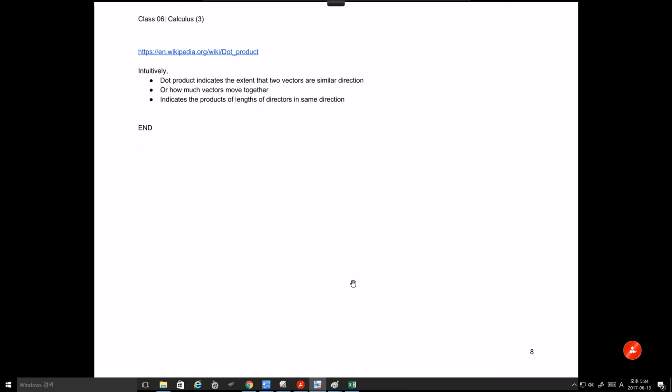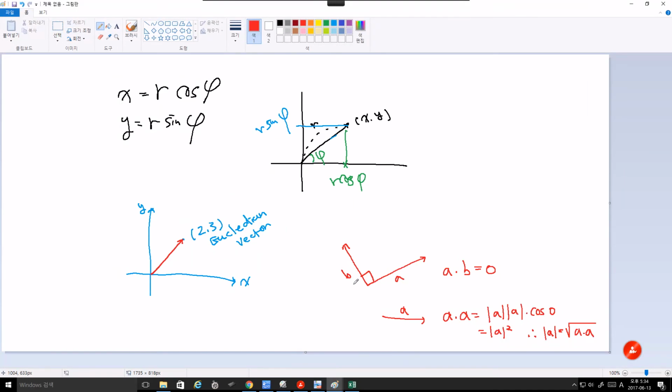Now, intuitively, dot product indicates the extent to which two vectors are in a similar direction. Or intuitively, dot product indicates how much vectors move together. Or it indicates the product of the lengths of vectors in the same direction. So let me show you what it means.